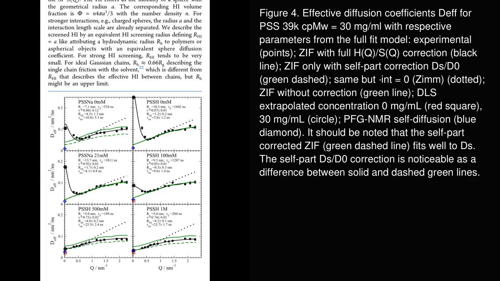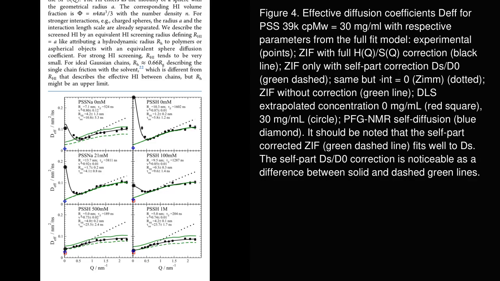A key observation is that at low Q and low salt concentrations, the full HQ-SQ correction produces a significant upturn in DF relative to self-diffusion DS, indicating collective effects and stronger hydrodynamic interactions. As salt concentration increases, these differences diminish, consistent with reduced structure factor strength from screening. Above Q around 0.5 nanometers per mil, quasi-constant HQ-SQ values indicate dominant self-diffusion behavior.